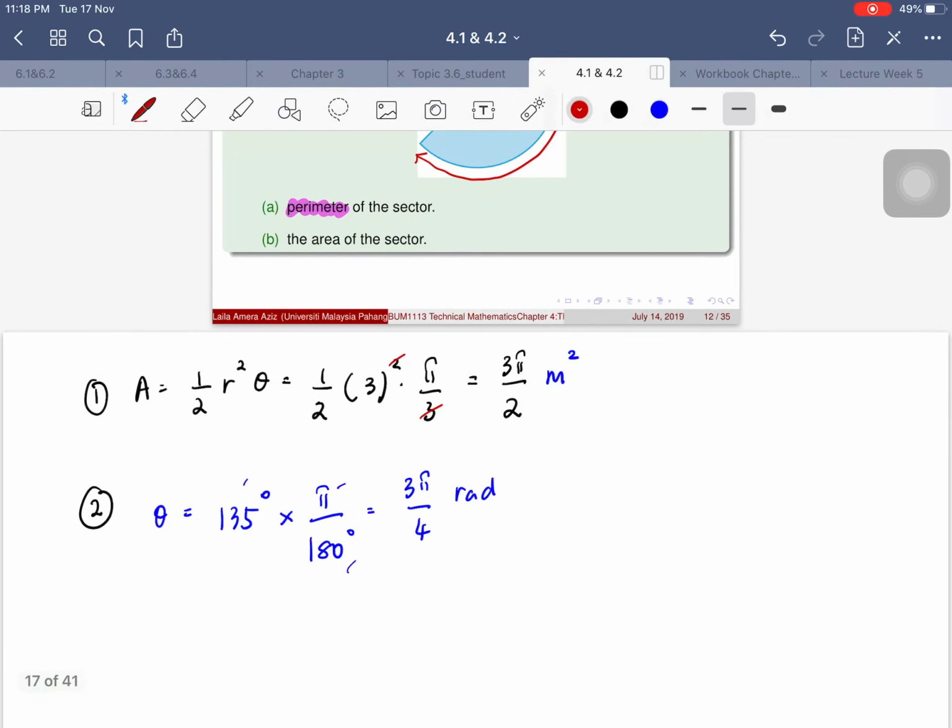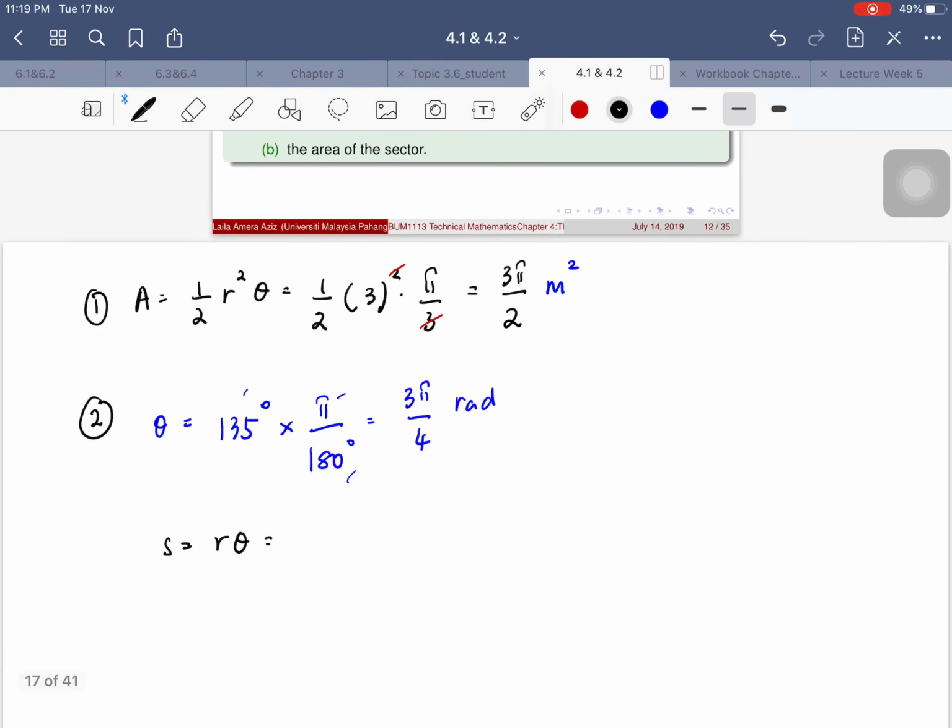Okay, so now that we have this, I'm going to use the formula. S is going to equal r theta, and r is equal to 3 for this case. So I'm going to have 3 multiplied by 3 pi over 4. That is going to equal 9 pi over 4. So the arc length is going to equal 9 pi over 4.